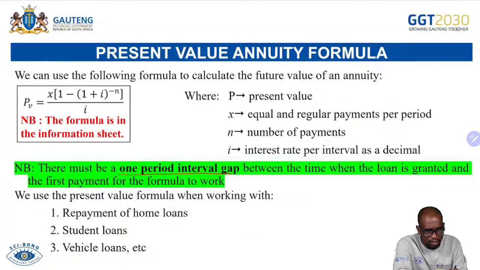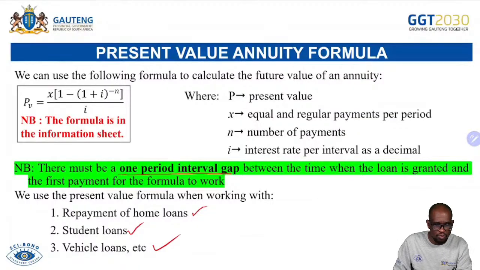We use the present value formula when working with repayments of home loans, student loans, vehicle loans. When your parents are paying back the home loans, then that is a present value annuity. Student loans, if maybe you've taken a loan for your son's or your daughter's education, when you pay it back, student loan, present value.